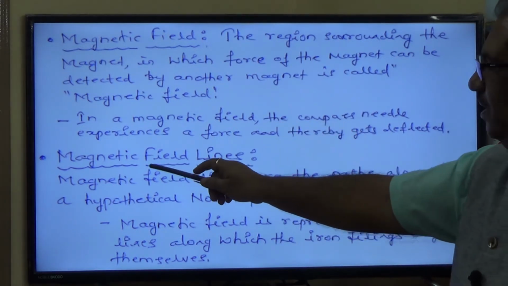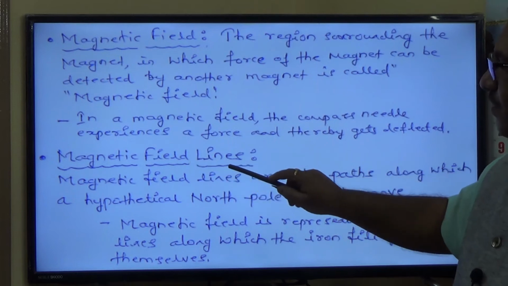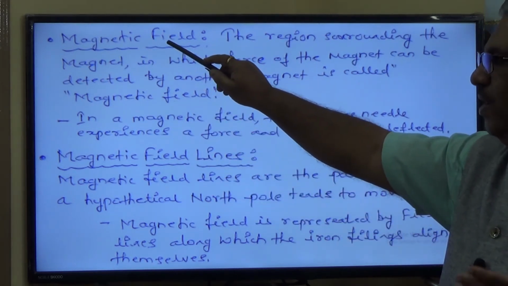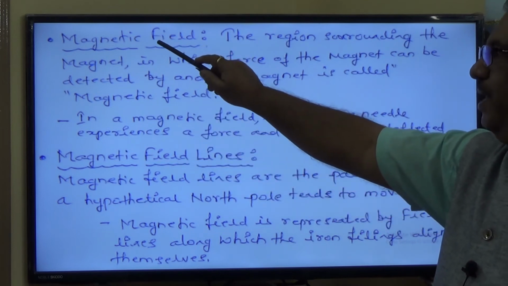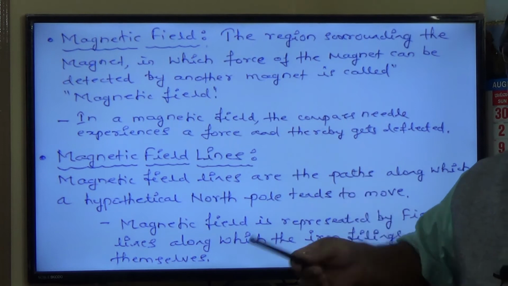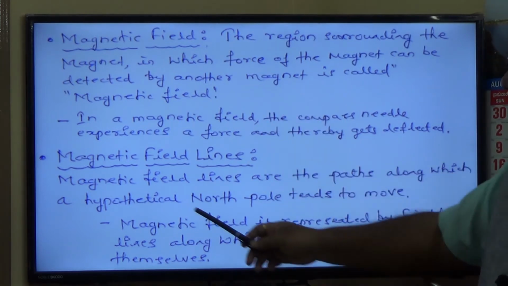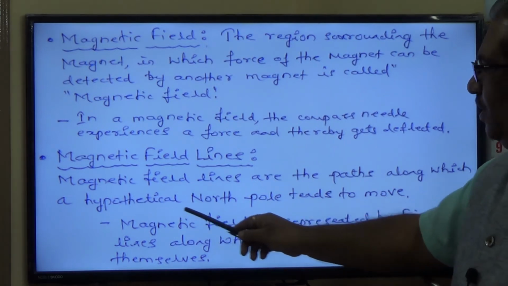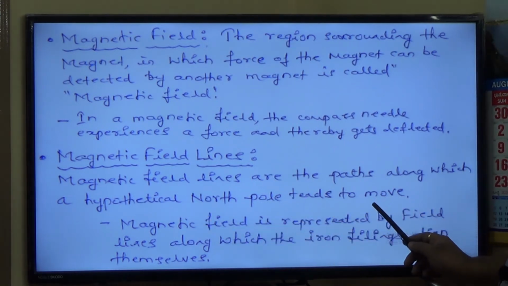So next is magnetic field lines. What are magnetic field lines? A representation of a magnetic field. One way of representing the magnetic field is called magnetic field lines. Not one way, it is the way to represent the magnetic field. So magnetic field lines are the paths along which a hypothetical north pole tends to move.